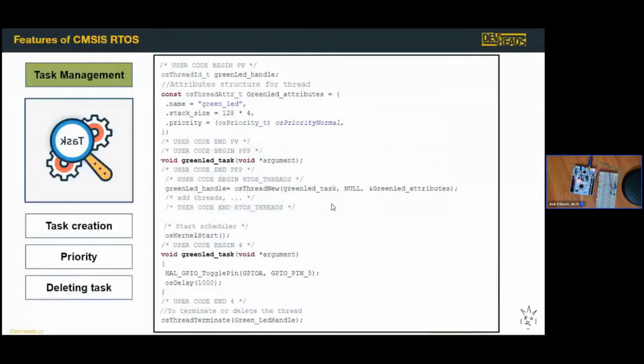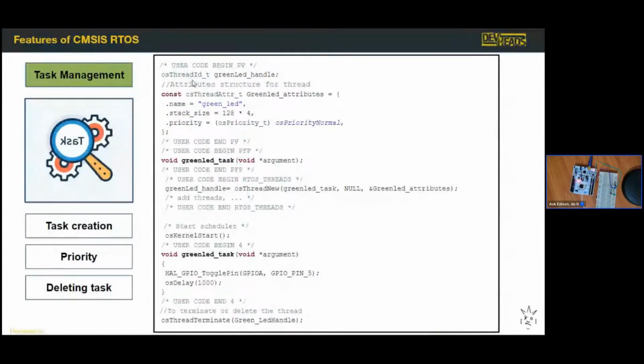So some of the features of CMSIS-RTOS that we're going to look at, like I said, is the task management. And I'll explain how you can create a task, set the priority of a task, and then delete a task. So on the right side, you can see there's a code snippet with what you need to write to completely have a working task in the CMSIS-RTOS.